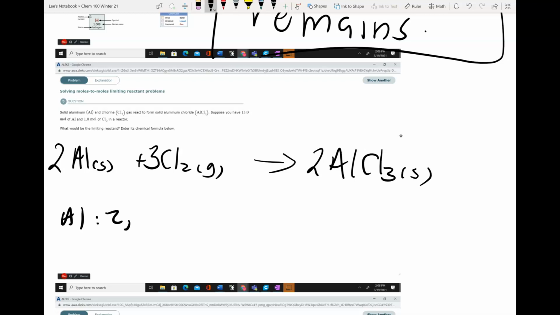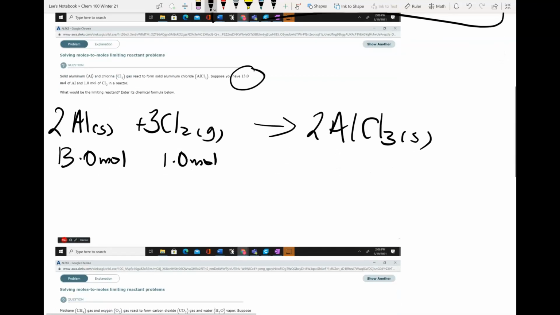Aluminum, we got 2 on the left, 2 on the right, and then chlorine, 6 on the left, 6 on the right. Okay, so now we're ready to go on and identify what is my limiting reactant. So how much do I have? I've got 13 moles of aluminum, and I've got 10 moles of Cl2. So let's do the math.